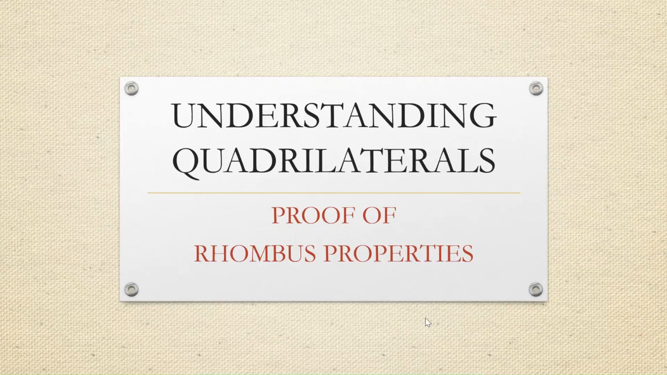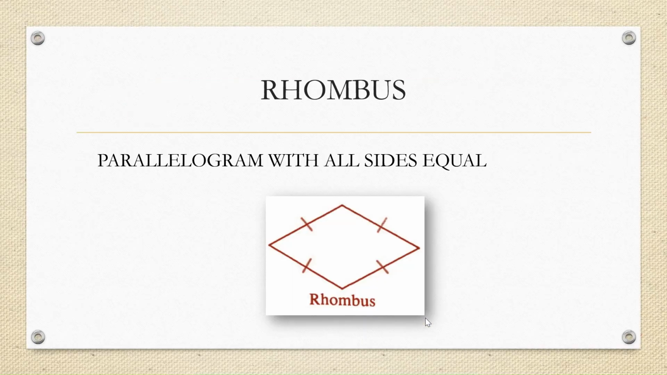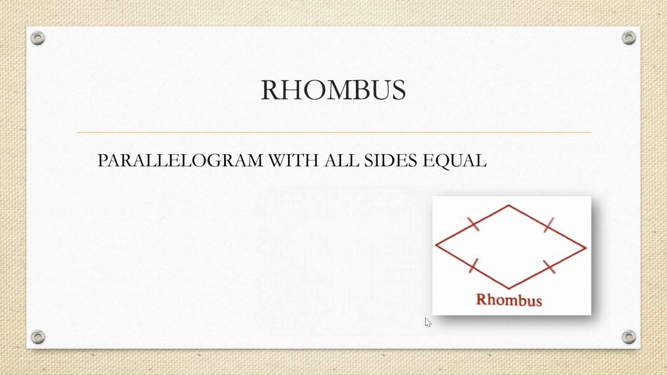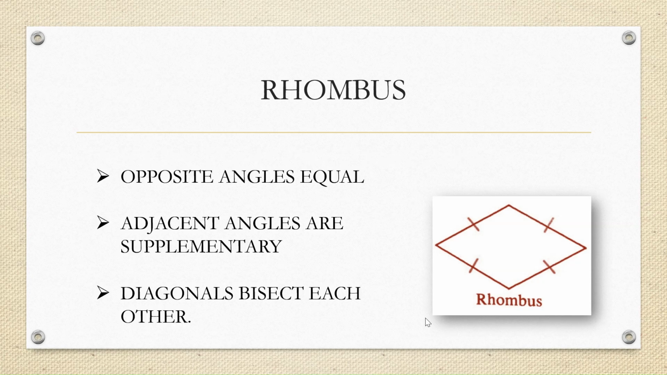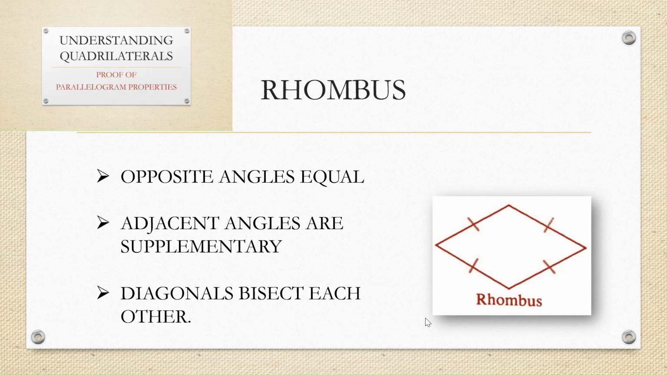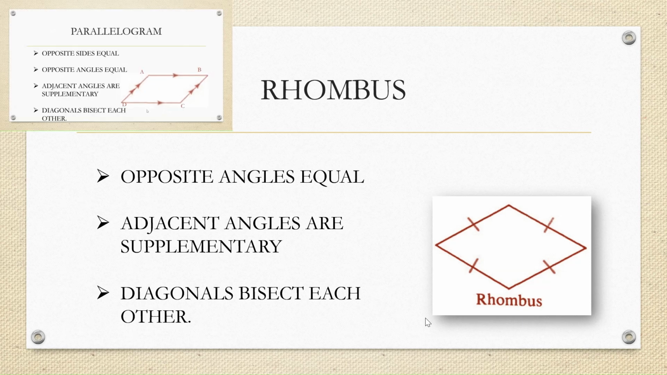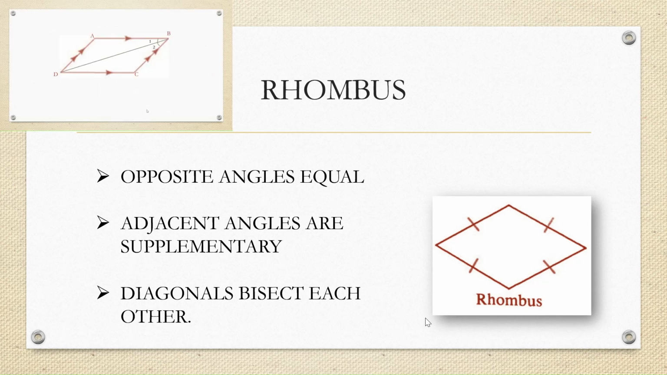Proof of rhombus properties. A rhombus is a parallelogram with all sides equal. So now, as it is a parallelogram, it satisfies all the properties of a parallelogram, like opposite angles are equal, adjacent angles are supplementary, and diagonals bisect each other. These are properties of a parallelogram, and we have a video in which we have already proved the parallelogram properties. You can check the description for the link.